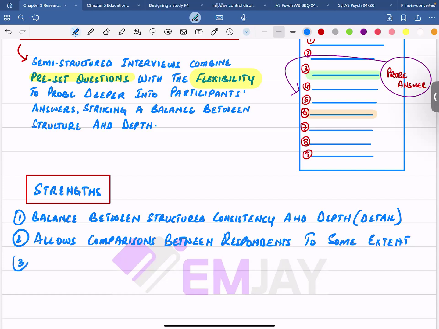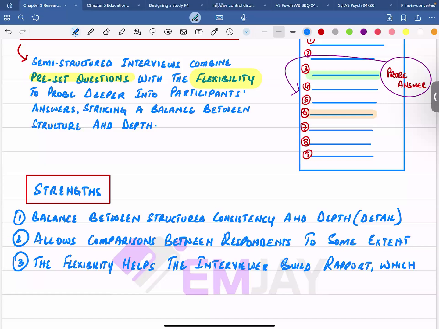Number three, the flexibility helps the interviewer build rapport, which might encourage participants or respondents to give honest answers.